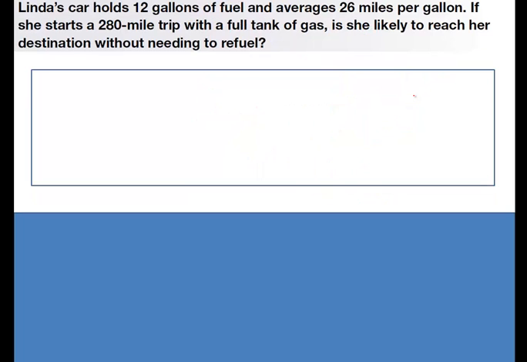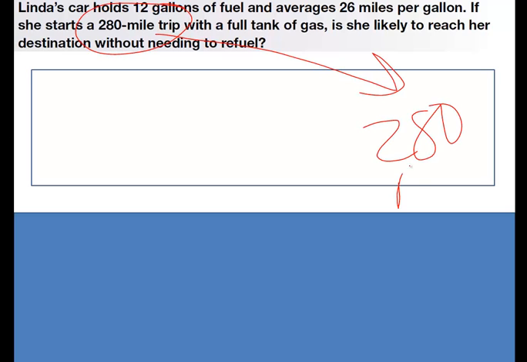All right. Linda's car holds 12 gallons of fuel and averages 26 miles per gallon. If she embarks on a 280-mile trip with a full tank of gas, is she going to have to stop and get gas along the way, or will she make it all the way on the amount of gas she has when she started? How are you going to solve this? This is a two-step problem. First thing you're going to do is pull out the fact that she needs to travel 280 miles. You want to remember that.